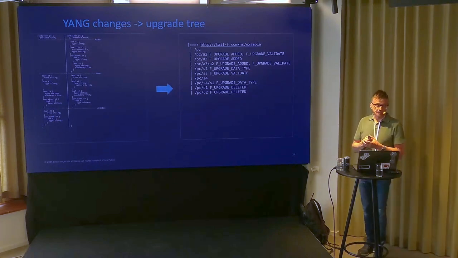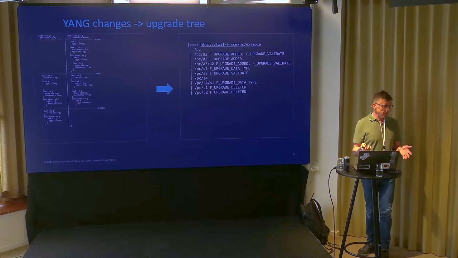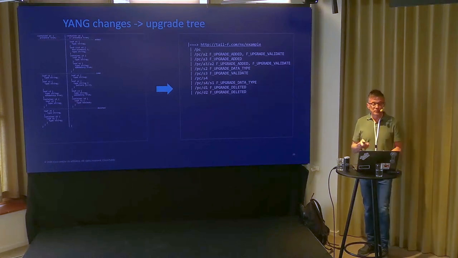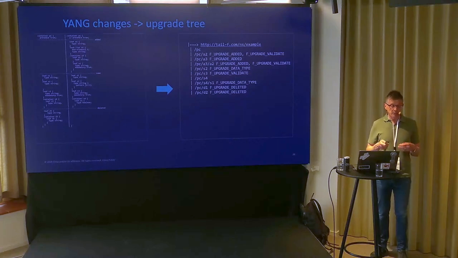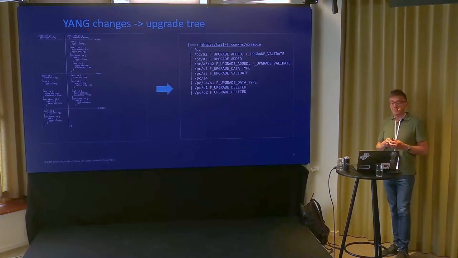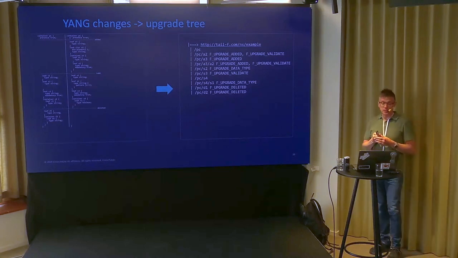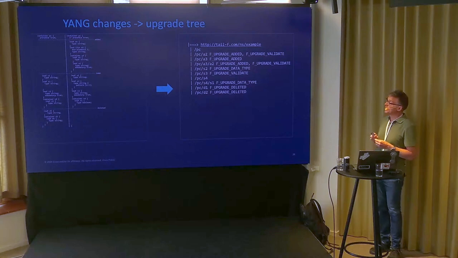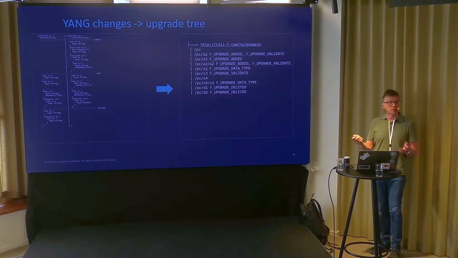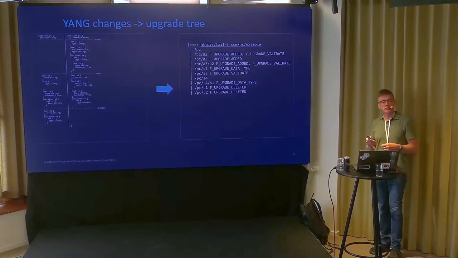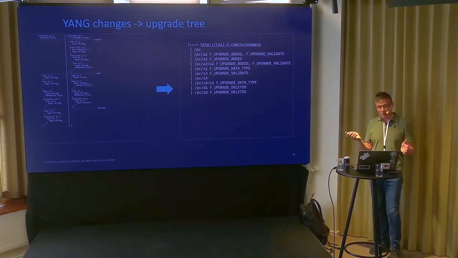Okay, on the left side you can find a very simple YANG model, the old version and the new version. You can see that we have added some nodes in the beginning, we have changed some nodes and we have deleted some nodes. And on the right side you can find the corresponding external representation of an upgrade tree, which will be printed in the upgrade log, of course, so you can inspect it afterwards, so you can understand why it took so long, or if it didn't take so long, or if it's something that you didn't understand.